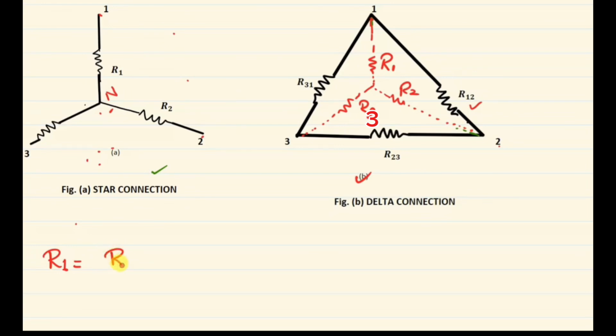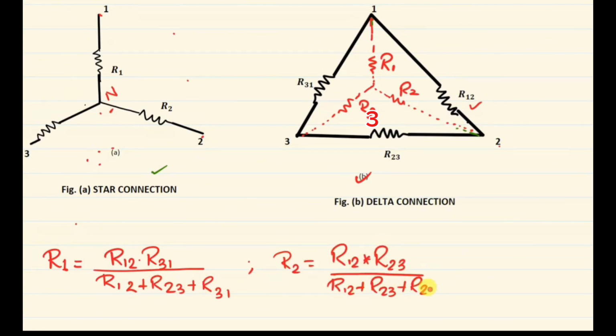That's why R12 times R31 upon the sum of all the resistors. So we'll write this formula again. If you have observed this formula keenly, you will see that the denominators of all the values are the same, and in the numerator we are just changing the products.